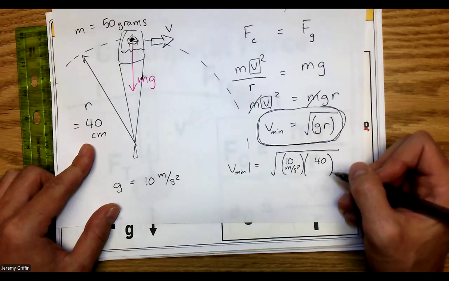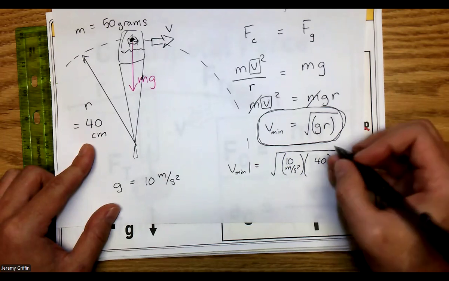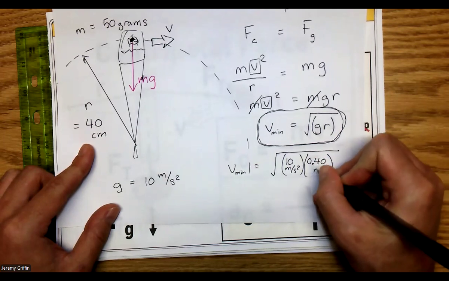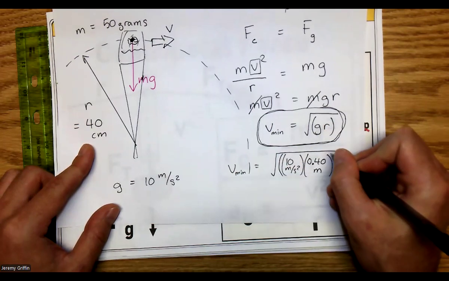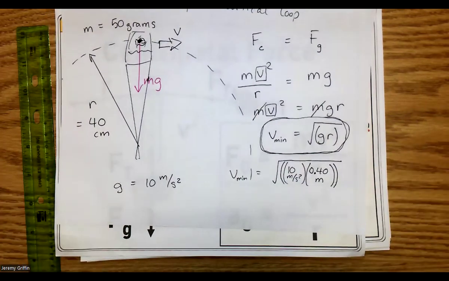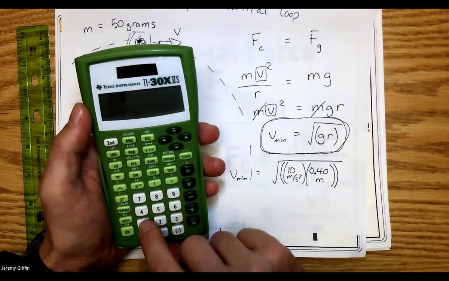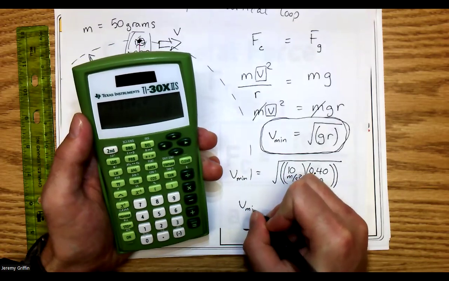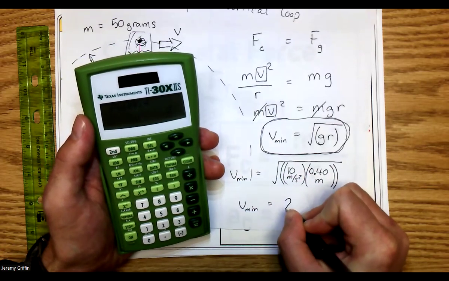After you choose what? Meters. Guys, how many meters is this equal to? 0.4. So 2 decimal places is 0.40, and that's meters. Okay. Now I can do a calculation to get how many meters per second for the speed. Okay. So square root of 10 times 0.4. V minimum equals, the answer is 2.